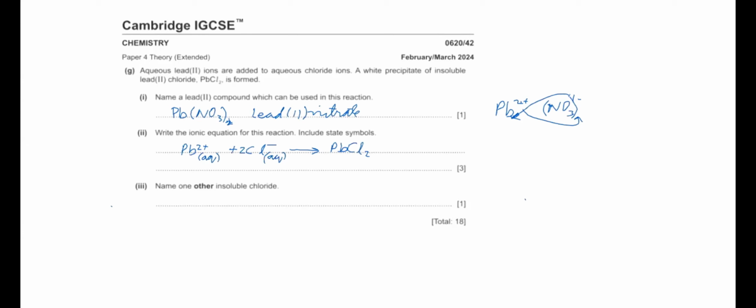As a student of chemistry, we know that when these ions react in aqueous form, they form precipitates which are insoluble. Then one other insoluble chloride, which is in our syllabus, is silver chloride. Again, avoid writing only the formula, but you can write the formula along with the name to save your marks. So this is the way to solve the question.